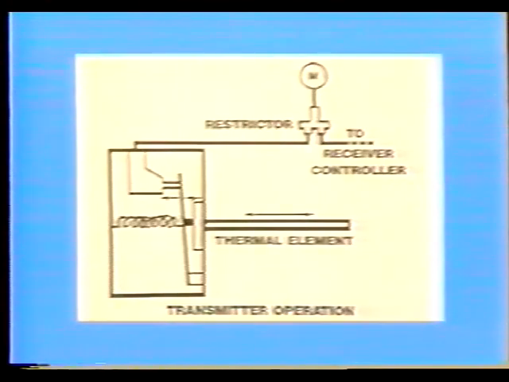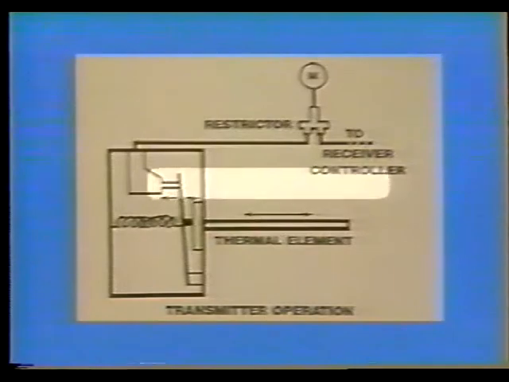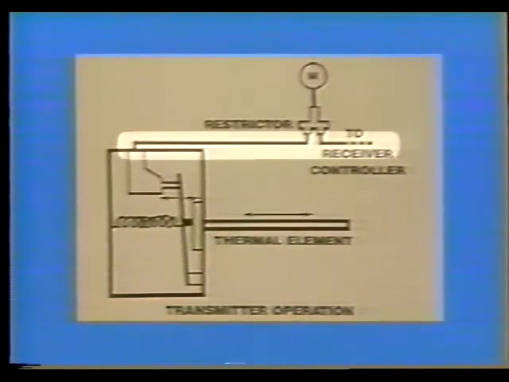Shown here is a simplified cutaway of a transmitter to show the operation of this device. The transmitter provides the ability to bleed air to atmosphere as the sensing element opens and closes the leak port, thus allowing the transmitter to maintain an output or branch line signal in relation to the sensed condition.